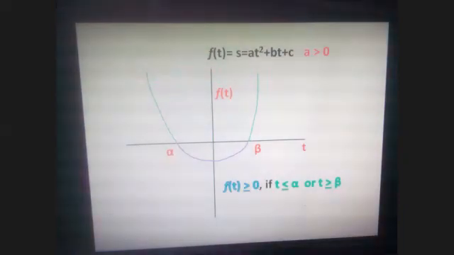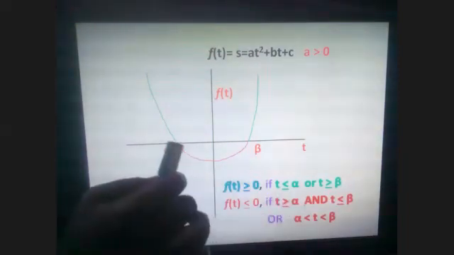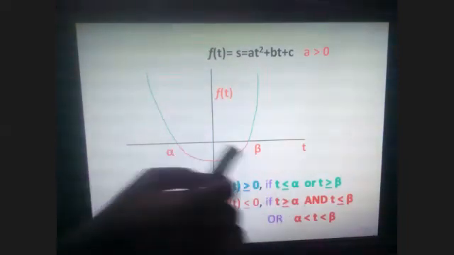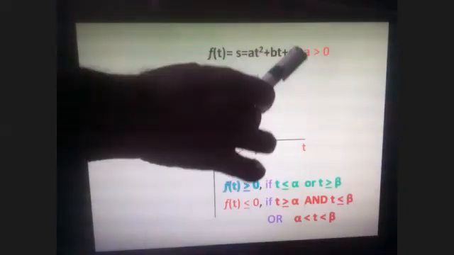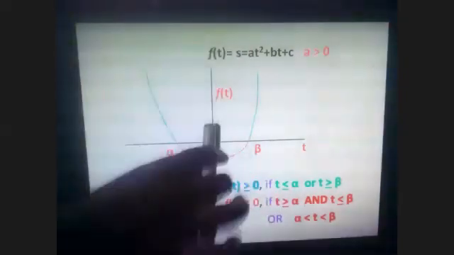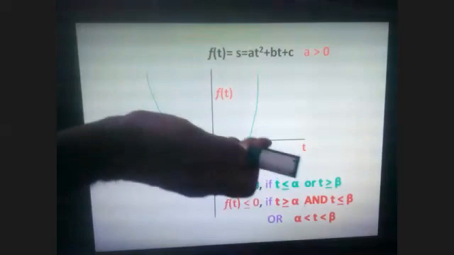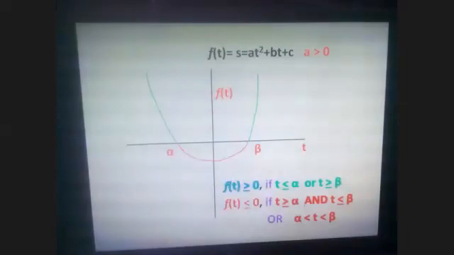And when is f(t) less than 0? That is this portion. It is less than 0 if t is between alpha and beta, that is, t more than or equal to alpha and t less than or equal to beta. This is a quadratic inequation: at squared plus bt plus c. When a is more than 0, it is open upward. This is the function value, this is f(t), this is t. f(t) is more than 0 when t is either less than alpha or t is more than beta.